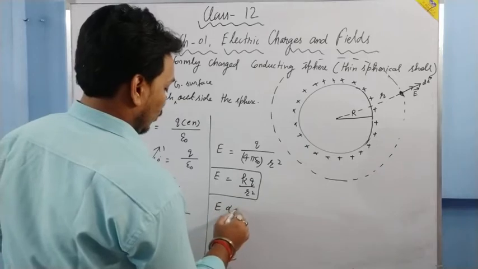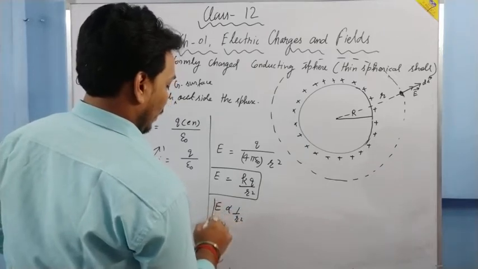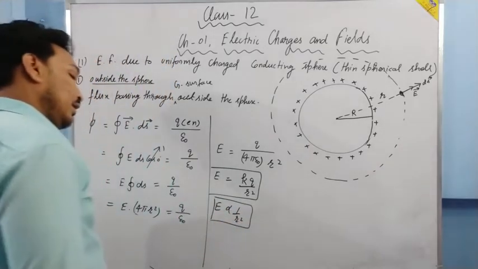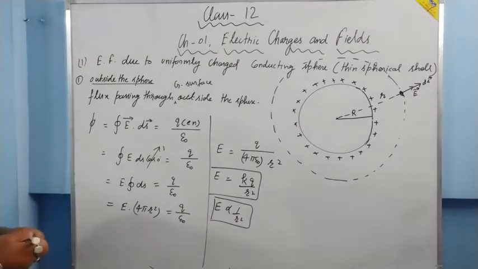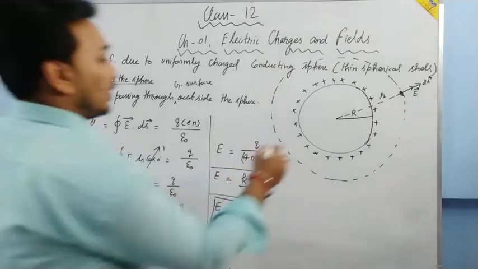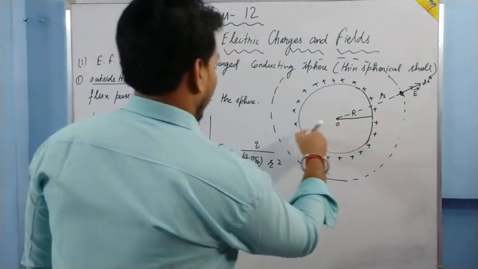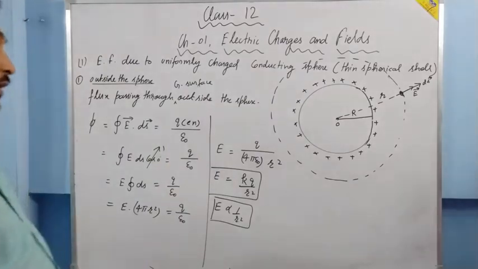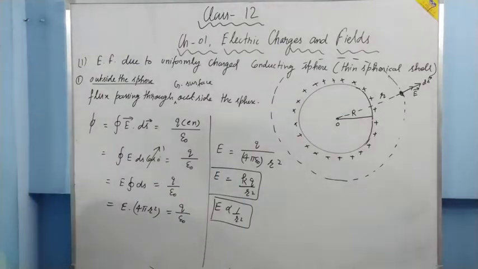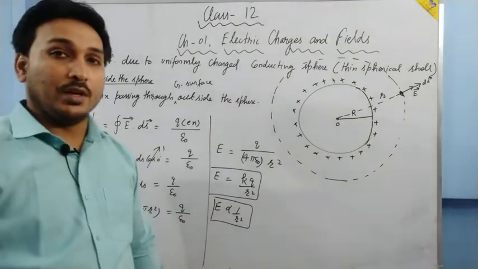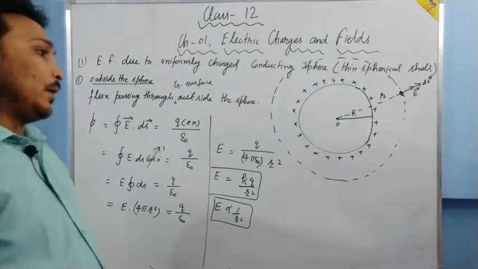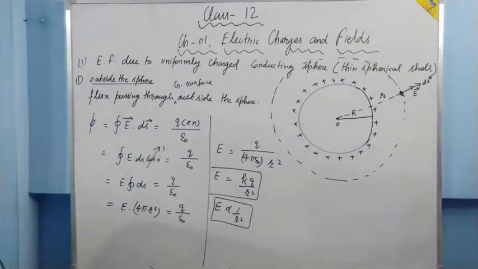So E is proportional to what? 1 by r square. Basically E is inversely proportional to the square of the distance of the point from the center of the sphere. This is the center of the sphere. So basically when we go away from the surface, the electric field decreases because E is proportional to 1 by r square, right? Okay. Now let us move ahead.